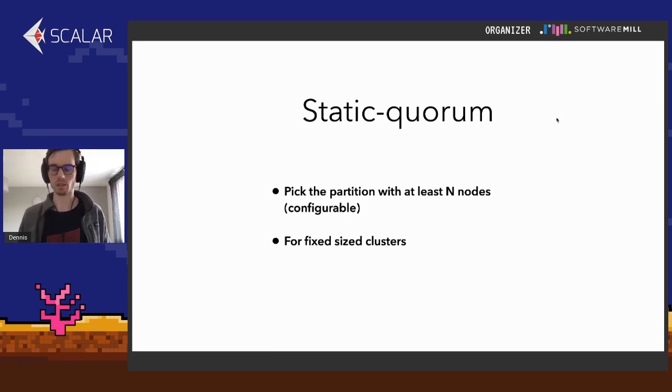Then there's a kind of variation of keep majority, where you can decide what the quorum is, what you need. This is useful if you have a fixed size cluster, and with this you avoid some issues that can happen in keep majority, where both sides don't count the same number of nodes on each side, and in very rare occasions could lead to a split brain happening.